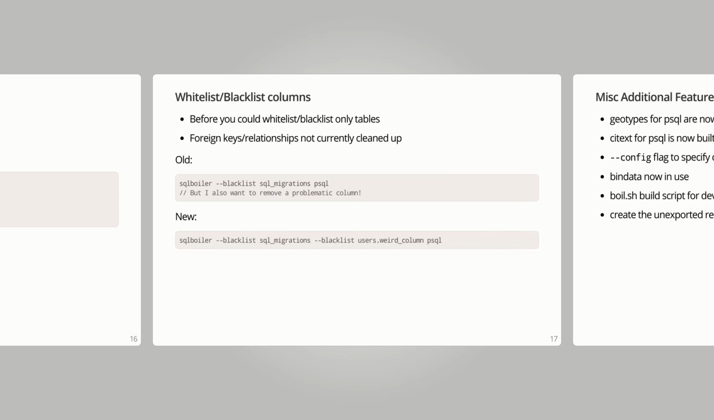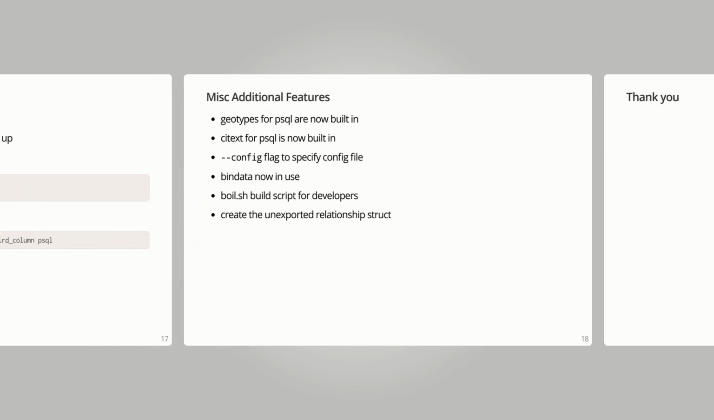Next thing is whitelisting and blacklisting columns. Before, you could whitelist and blacklist only tables, and now you can actually pick out individual columns. This is useful in case you have a particularly nasty column that you just want SQLBoiler to forget about.